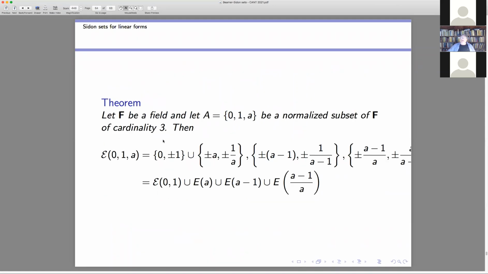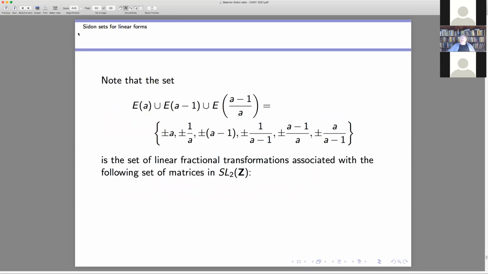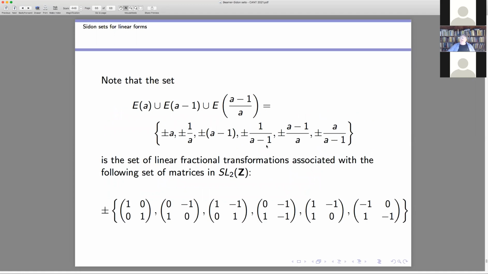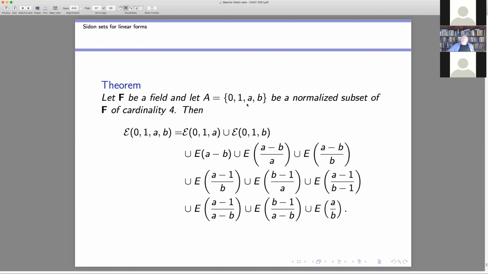If you take a set of cardinality 3, it's normalized, so 0, 1, and something else. These are exactly the exceptional binary linear forms. And it's actually kind of interesting. It looks like this. And if you think of these things as they correspond to SL2Z matrices, it's actually quite interesting to look at these. And if you take a set with 4 elements, 0, 1, a, and b, the finite number of exceptional binary forms for which this set A is not a Sidon set, they can be listed here.